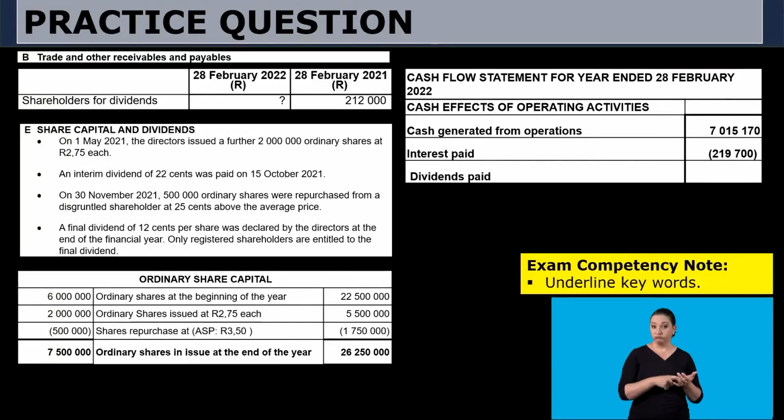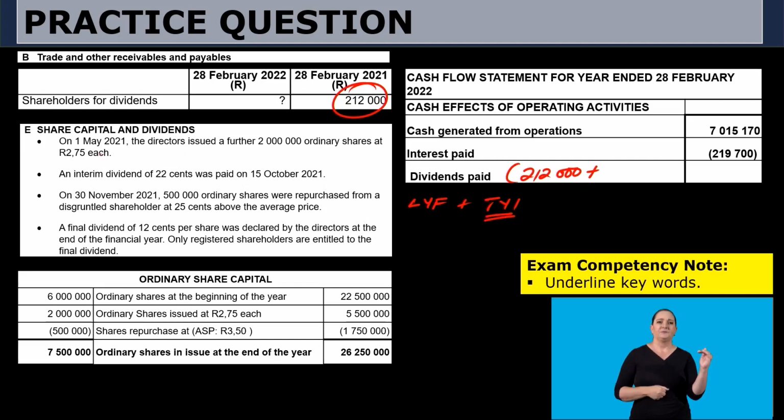We are now required to calculate dividends paid. Now, we know that with dividends paid, it's a simple task because we can simply say last year's final plus this year's interim. Now, with our last year's final, we have it already given, which is 212,000. So here I have my 212,000. Then I need to add this year's interim.